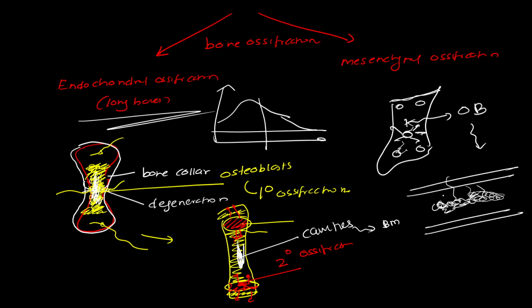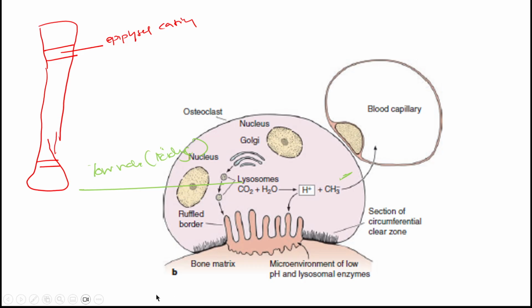So mesenchymal ossification has multiple primary ossification centers, whereas long bones usually have one in the central region, and the secondary ossification centers are quite higher in number when it comes to endochondral ossification. Right. So now we'll go to the questions.